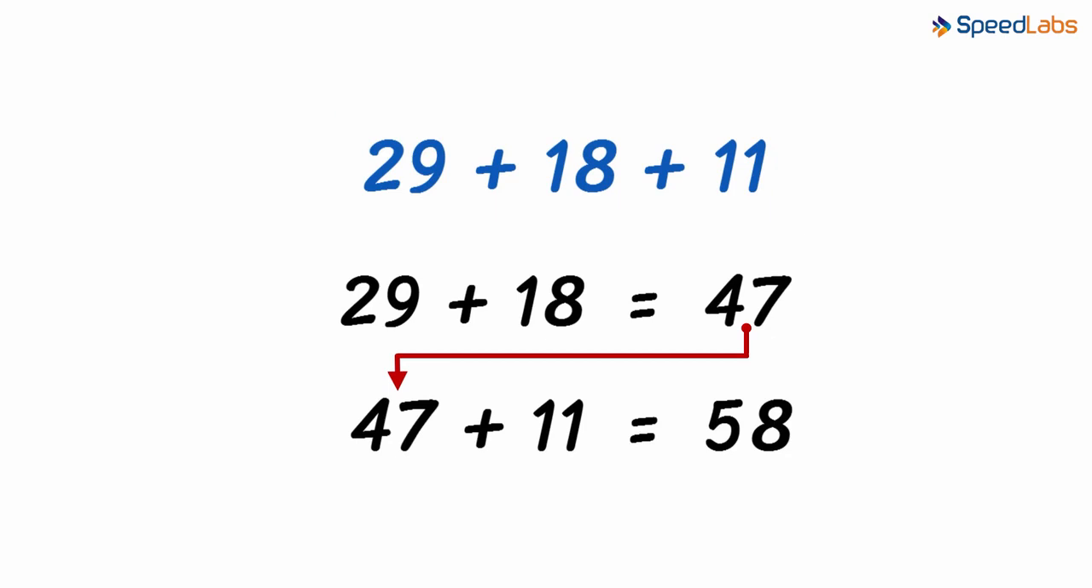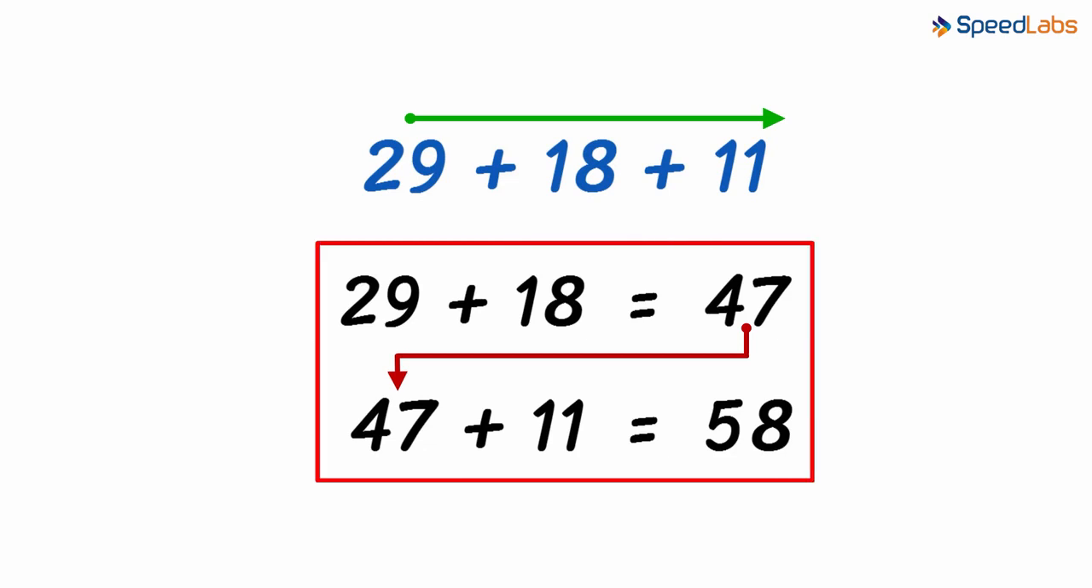We simply followed an order, from left to right. Of course, there's nothing wrong in this method. But what if there's a simpler way to do it? So what can make this calculation simpler?